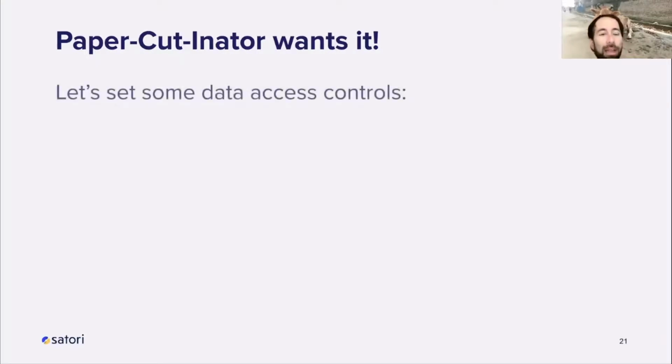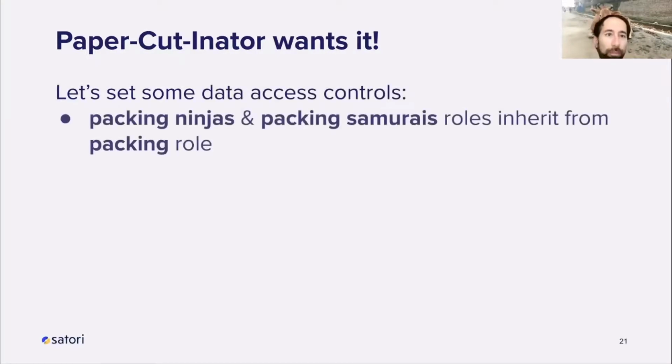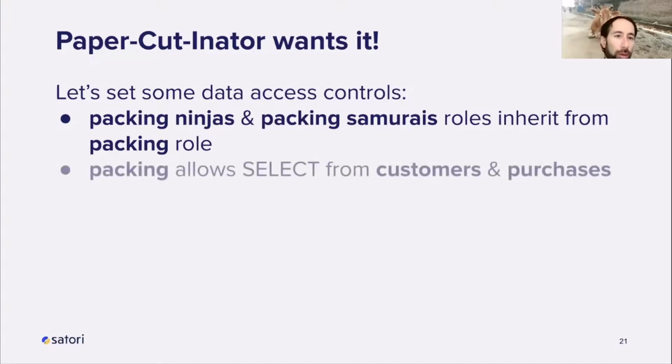And of course, Paper Catenator wants data access control. And they have two roles, packing samurais and packing ninjas, and they want these roles to inherit. You remember there's a hierarchy. They inherit from the packing role. So the packing role allows to select data, only to retrieve data from customers, so we know where to ship, and from purchases, so we know what to ship.